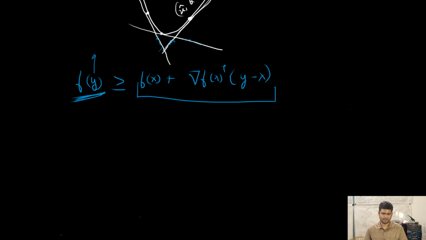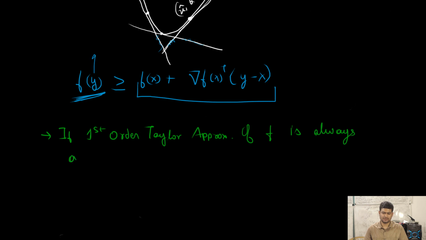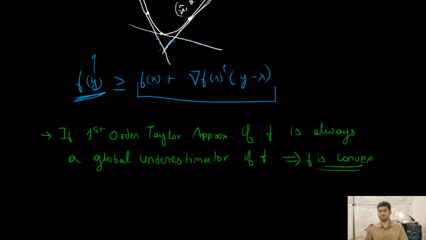So we can write: if the first order Taylor approximation of the function f is always a global underestimator of f, then f is convex. It implies that f is convex. So this is both a necessary and sufficient condition for a function f to be convex.